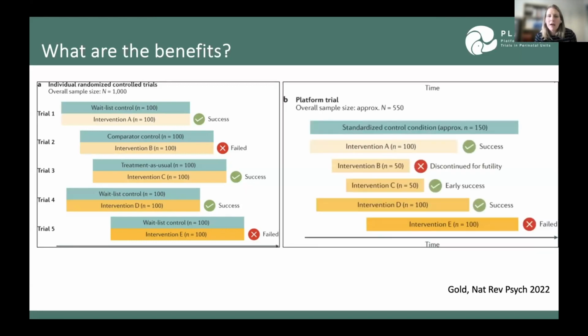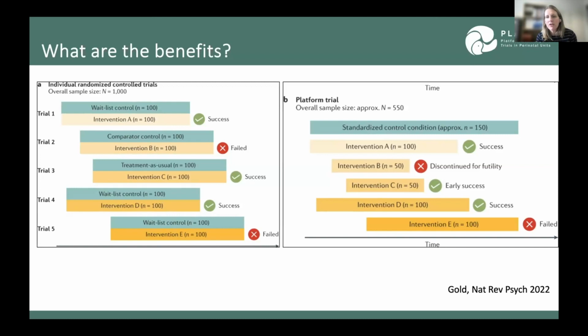You could do this instead in a platform trial design. The platform trial has one standardized control group that everyone compares against, rather than having individual control groups for each intervention. That allows you to have a bigger control group, but also allows you to change over time what goes in and out of that control group.